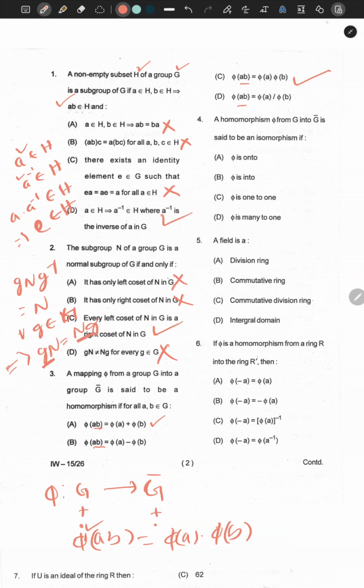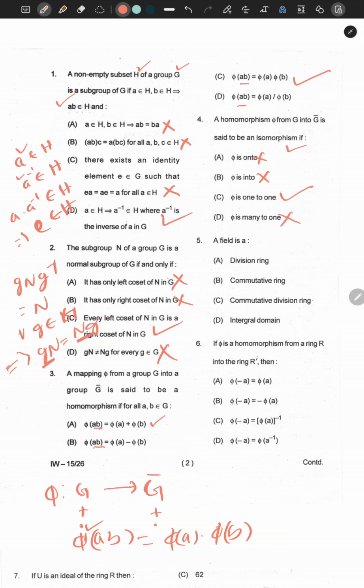Okay, let us move to the fourth. This question is asked from isomorphism. We know that an isomorphism is a homomorphism, and it also satisfies the one-to-one property. So onto property is not true, into property is not true, phi is 1-1, this is the required answer. Phi may be many-one, this is not true. This is a very simple question. Let us move to the fifth question.